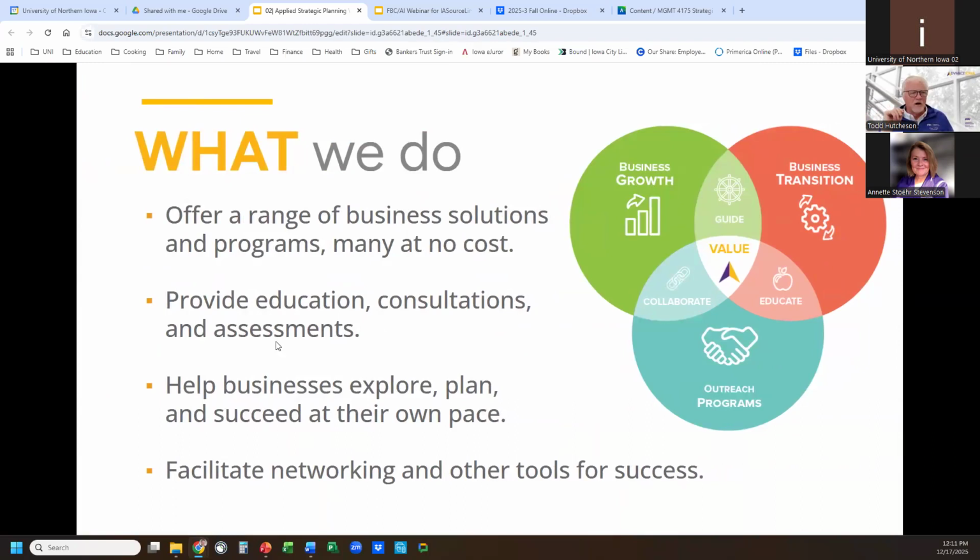What do we do? Again, a wide range of business solutions, education, consultations, assessments, trying to figure out where you're at, where you can be helped, where you can grow, where you can innovate, where you can transition.